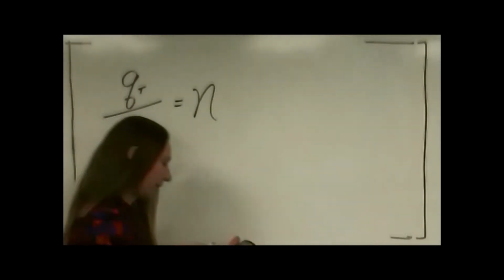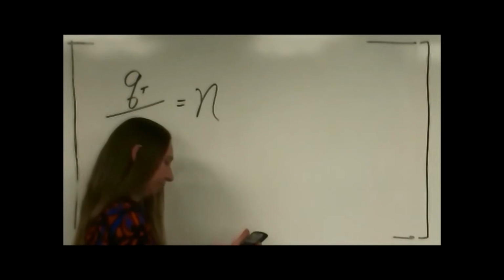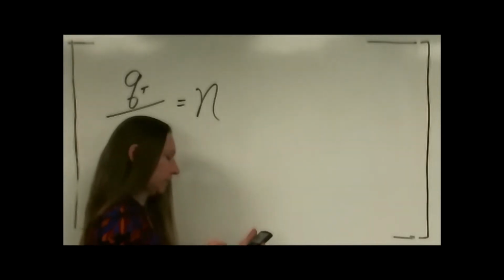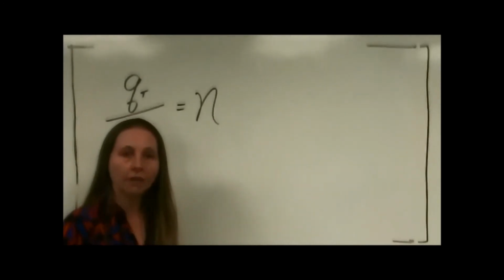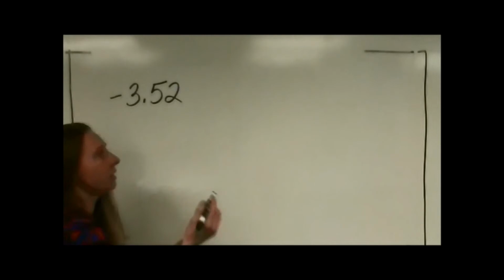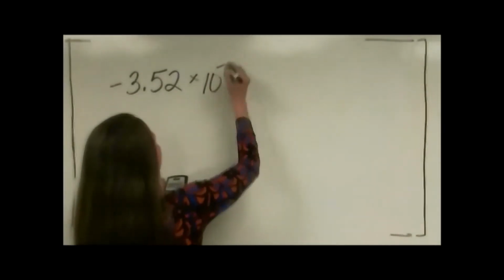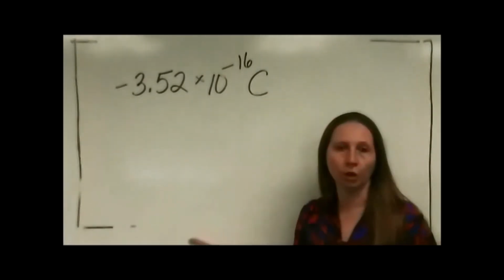All right, here's another example. Let's try to figure out whether or not this total charge that I'm going to give you gives you a whole number of electrons. The total charge that they're giving you is 3.52, and we'll make it negative because it's electrons, 3.52 times 10 to the negative 16 coulombs. Is that total charge possible?